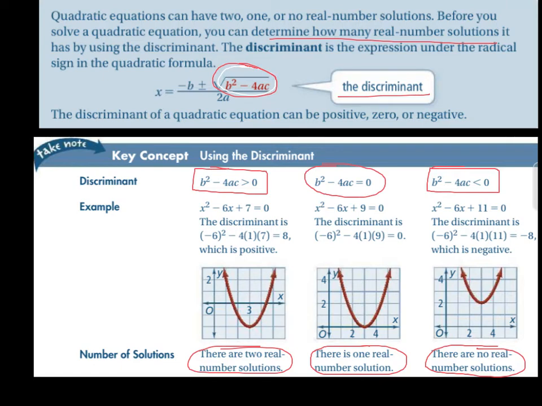So if I'm just curious as to how many solutions I should have to an equation, the discriminant is the way to go. It simply tells you how many solutions your equation is going to have. If it's positive, I'll get two solutions. If it's 0, that means one solution. And if it turns out to be negative, that means there are no real number solutions.